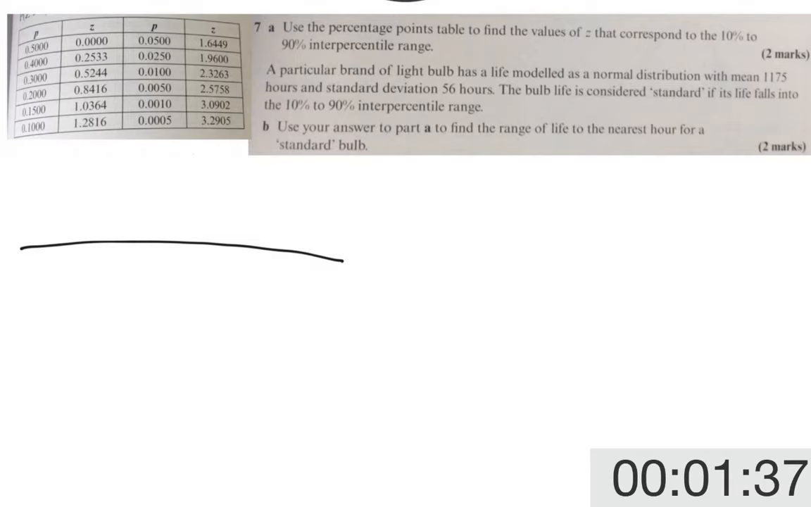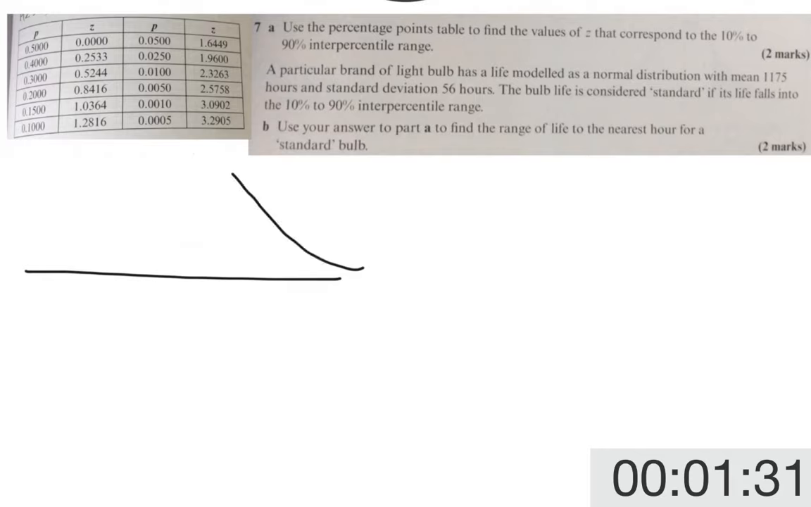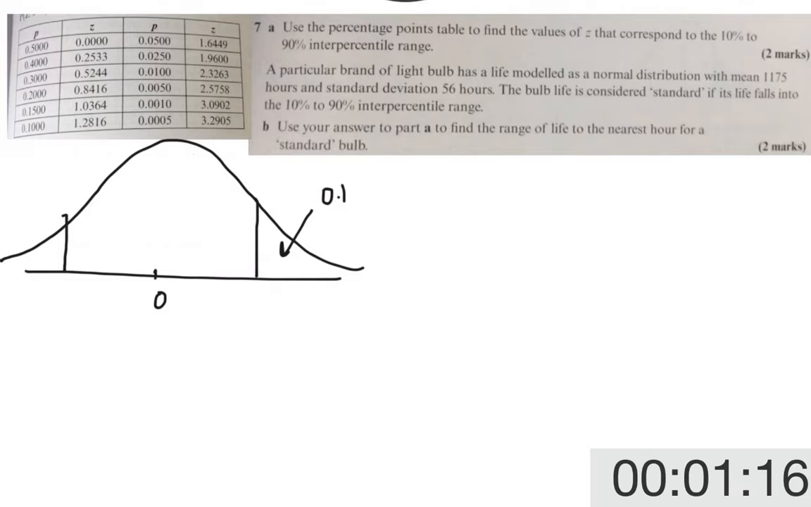Right, I'm going to put a sketch up for part A. So there's my sketch. You're trying to find the two Z values corresponding to those two. And because it's symmetrical, if you find one of those values, the other one's going to be the same value, but negative.